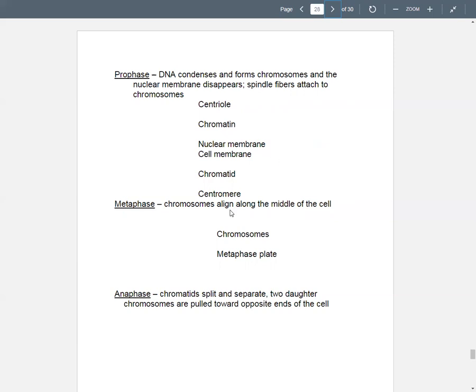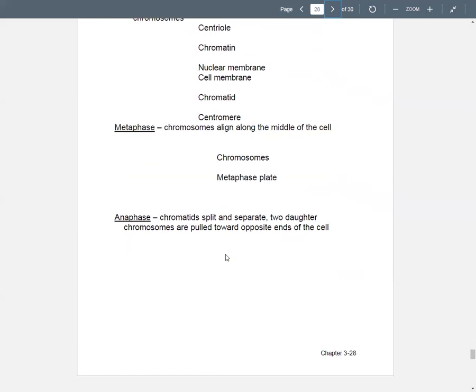In metaphase, look at the M for metaphase as the middle, right? Chromosomes align in the middle at the metaphase plate. So if you see that, it's metaphase. In anaphase, then the sister chromatids in the chromosomes split apart. Start moving to opposite sides of the cell.